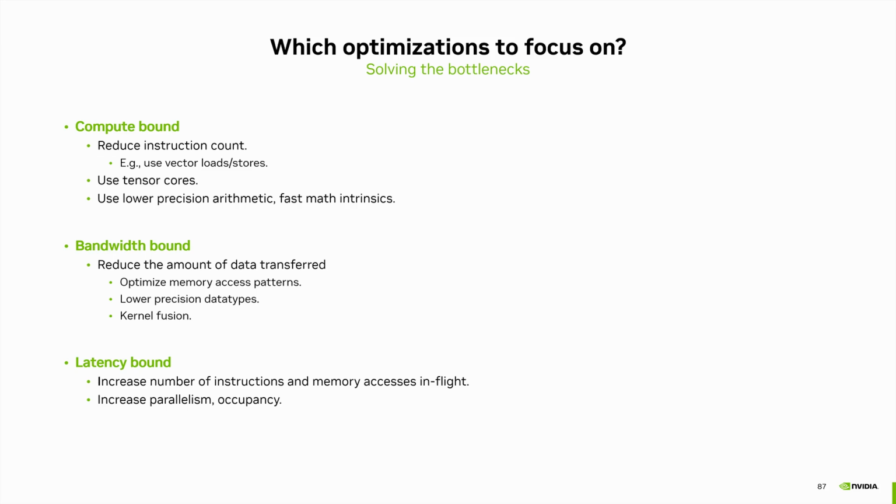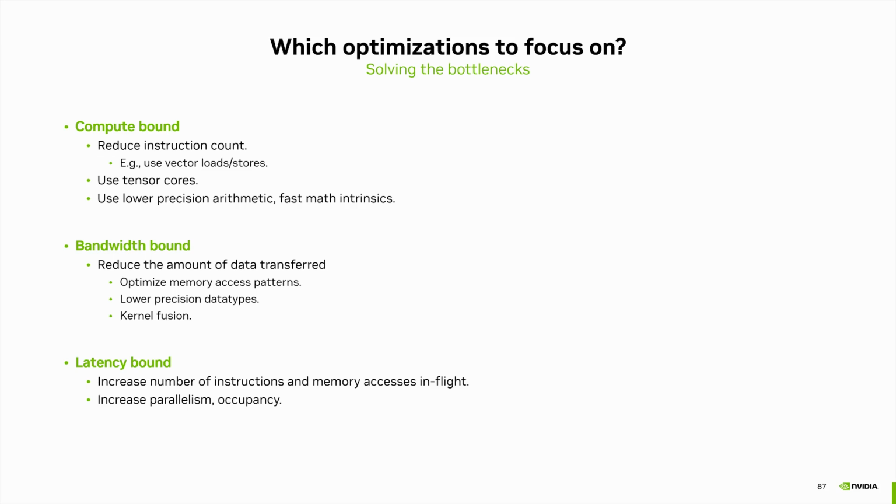Now, if your application is bandwidth bound, this means that you always want to try to reduce the amount of data that is transferred throughout the memory hierarchy. So, of course, you need to optimize the memory access patterns based on what we discussed earlier. Again, you might want to use lower precision data types because that also saves bandwidth. And you can also try kernel fusion because that also saves round trips to global memory.